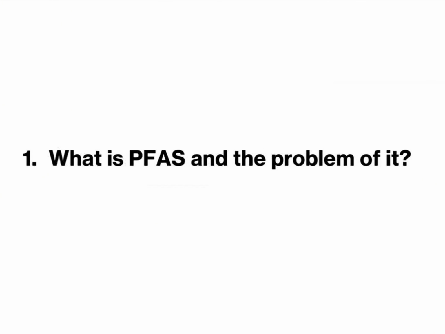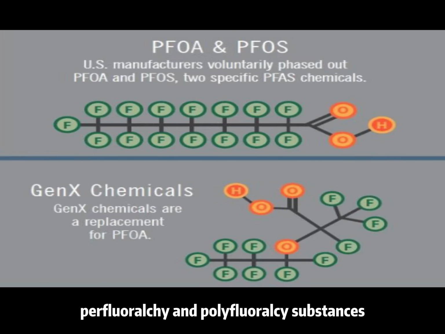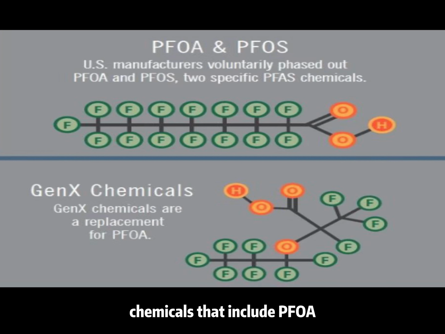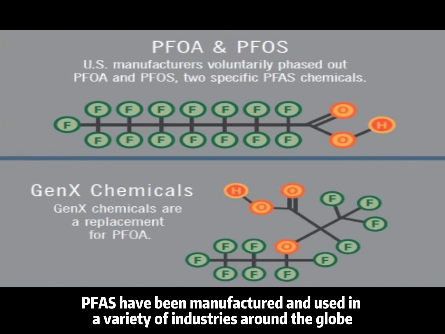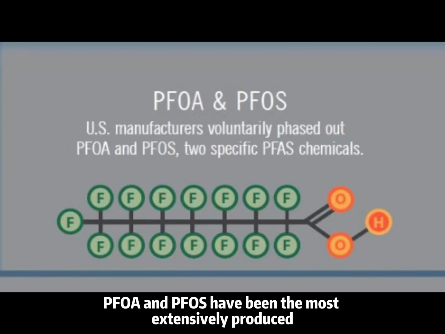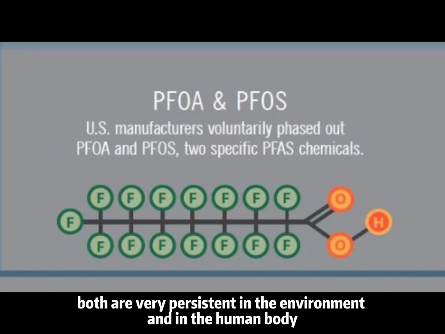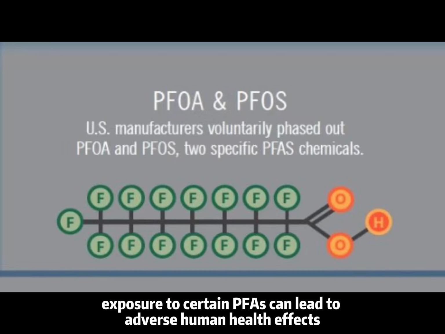What is PFAS and the problem of it? PFAS is the abbreviation of perfluoroalkyl and polyfluoroalkyl substances. They are a group of man-made chemicals that includes PFOA, PFOS and Gen X chemicals. Since the 1940s, PFAS have been manufactured and used in a variety of industries around the globe, including in the United States. PFOA and PFOS have been the most extensively produced and studied of these chemicals. Both are very persistent in the environment and in the human body. Exposure to certain PFAS can lead to adverse human health effects.